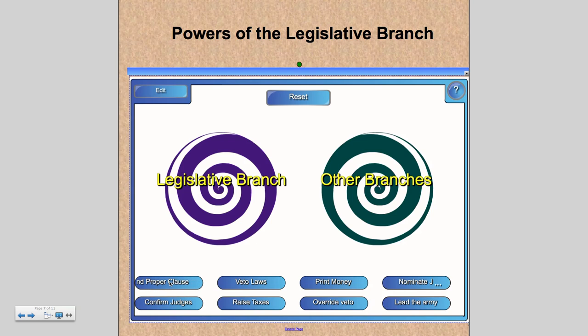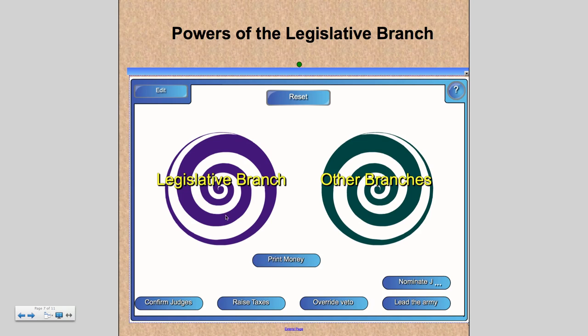Necessary and proper clause. Remember, we thought about that one, and I think we said that belongs to the legislative branch. So you drop it in there. If it disappears, you're right. Veto laws. We said that was part of the executive branch. Good job. Print money. I think I remember saying that the legislative branch has a lot to do with money, so let's see if that goes there.